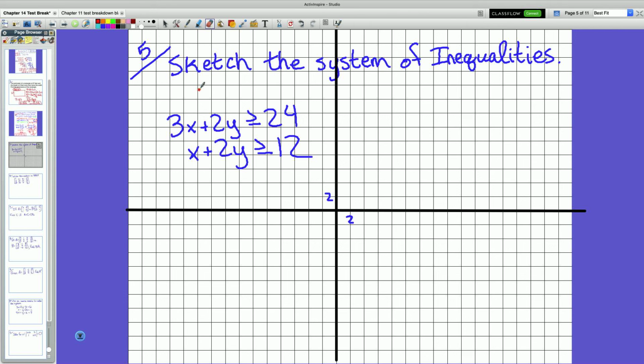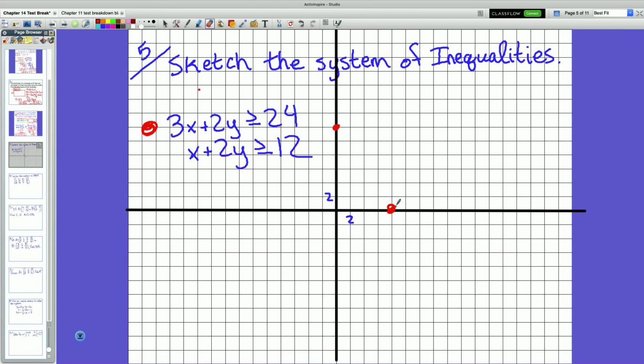If you see here, I'm going to count by 2's. So I'm going to go 2, 4, 6, 8, 10, 12. I'm going to make this line in red. All right, then cover up the 2y. Boom. 3x and 24, so x would have to be 8. So go 2, 4, 6, 8.